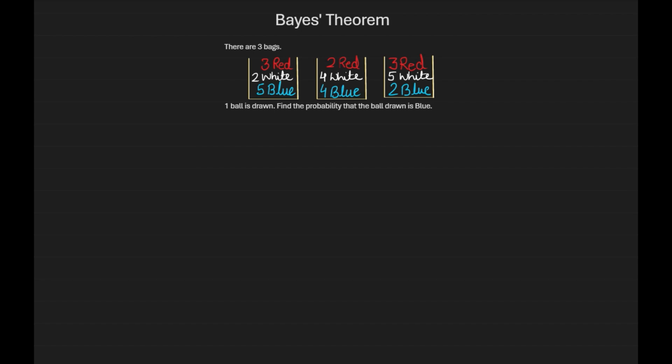Let's try to understand Bayes theorem. For that, let's start with a simple example. The example states that there are 3 bags. In the first bag there are 3 red, 2 white and 5 blue balls. In the second bag there are 2 red, 4 white and 4 blue balls. In the third bag there are 3 red, 5 white and 2 blue balls.